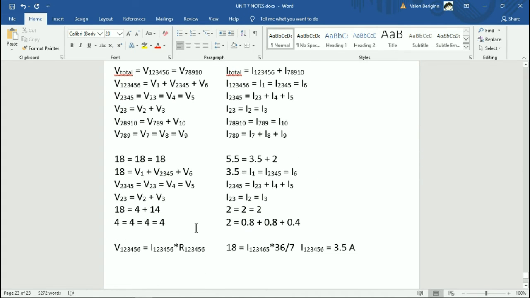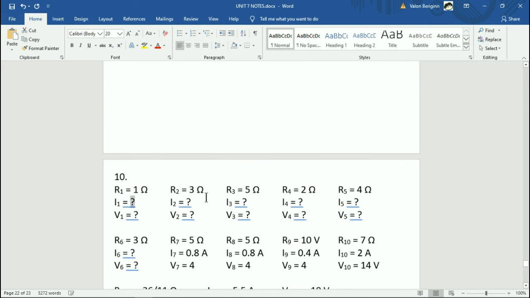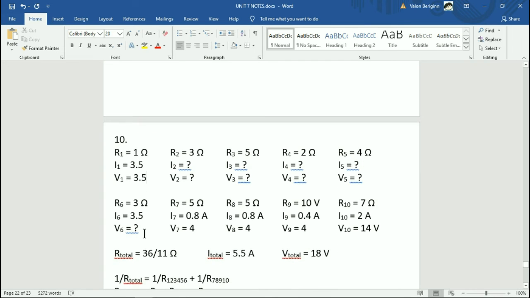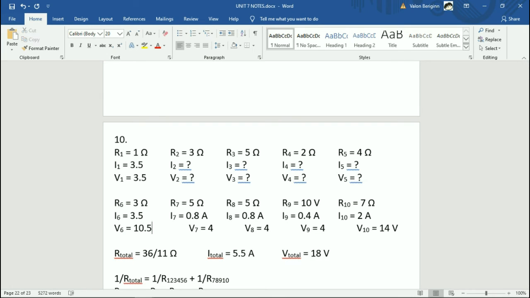Okay, so let's see what we got. We have 18, and we have this here. Oh, well, we have 3.5 here, which means I1 is 3.5. I2, 3, 4, 5 is 3.5, and I6 is 3.5. We could solve for V. V1 has to therefore be 3.5, and V6 therefore has to be 11.5? 10.5, close enough. Oh, I should really put all my variables in.